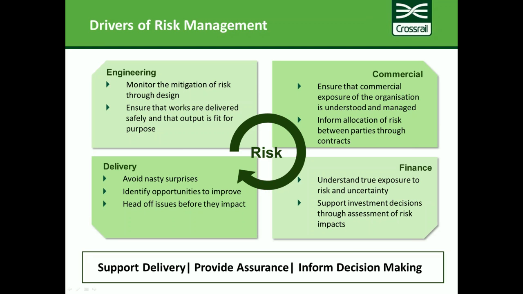It also gave us our mission statement, if you like, as a risk management function, and that's at the bottom. Risk management at Crossrail was there to support delivery, provide assurance, and inform decision making. And we put those in that order deliberately. If we were not supporting delivery, we would not get the engagement that we wanted, that would then provide assurance to those people that need assurance. And having that engagement allowed us to be in a position to help people make those critical decisions and really add value to the project. So those three things on the bottom really formed our mission statement as a risk management function.